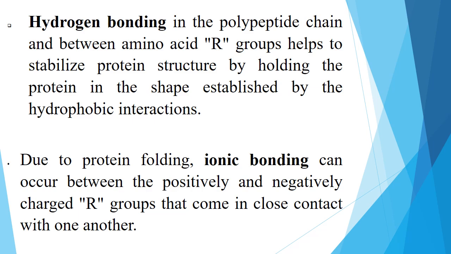Hydrogen bonding in the polypeptide chain and between amino acid R groups helps to stabilize protein structure by holding the protein in the shape established by the hydrophobic interactions. Due to protein folding, ionic bonding can occur between the positively and negatively charged R groups that come in close contact with one another.